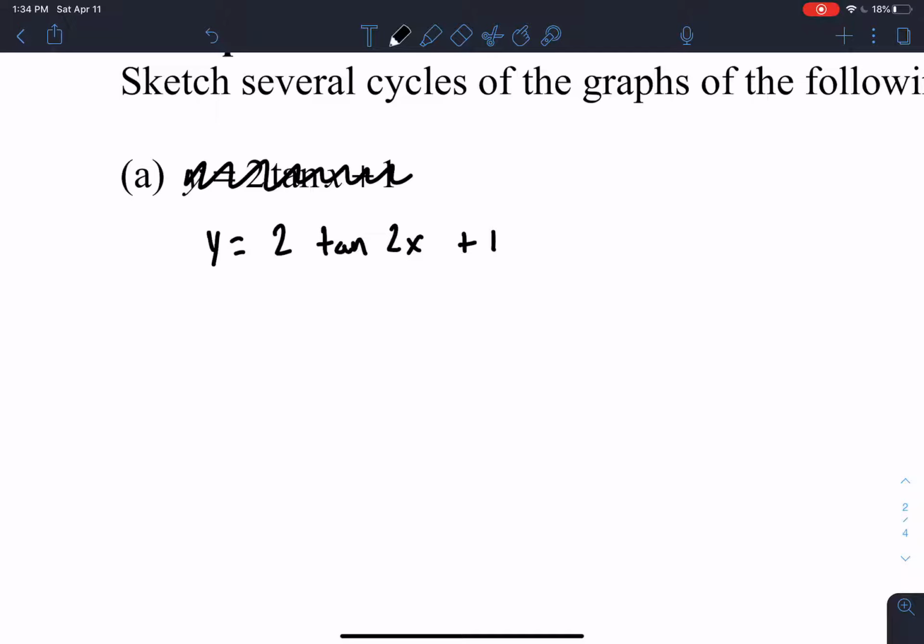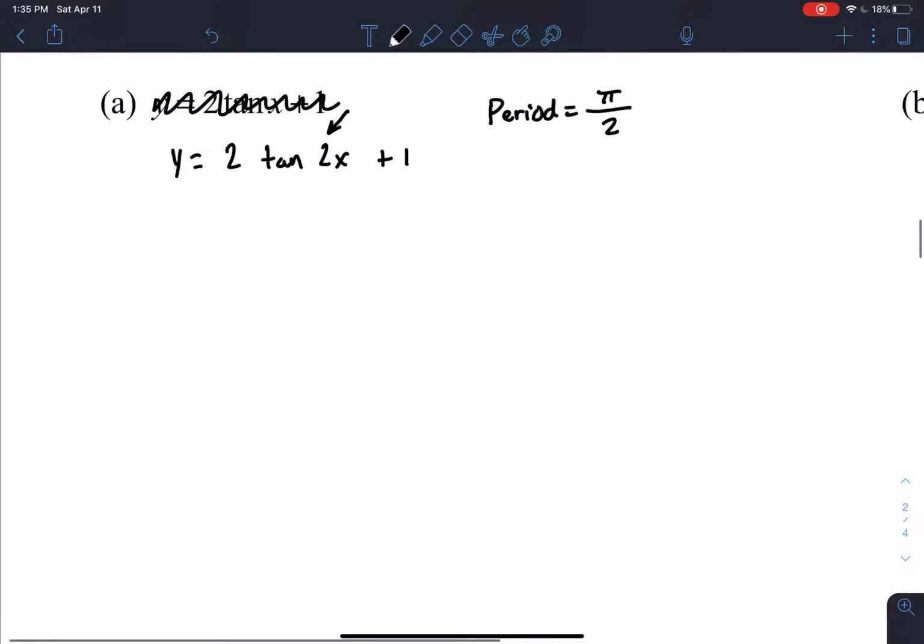Now, like I said, the biggest thing you need to figure out is where's your period, right? So my period now is going to be pi instead of 2 pi. The period is always pi over the b term, which is this 2 here. Okay? So every pi over 2, I'm going to put a point. All right? So I'm going to do a couple cycles here.